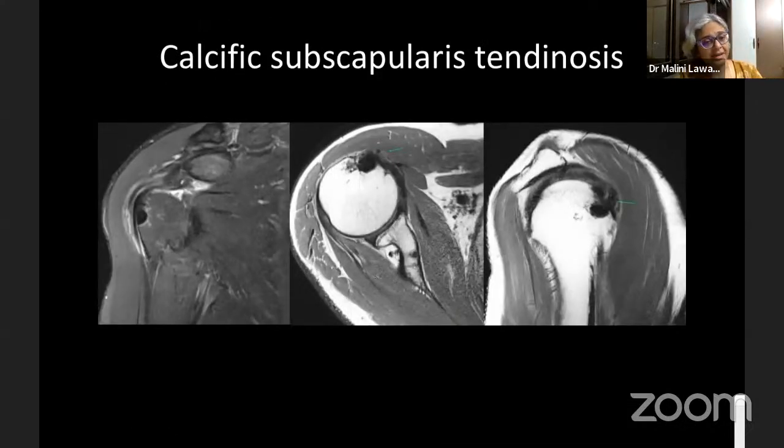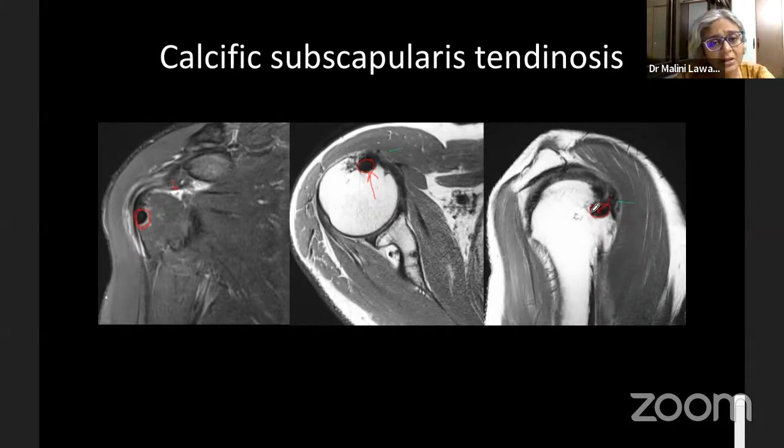When you have calcific tendinosis, it can cause hyperemia. There can be underlying bone softening and into which a cyst is formed and the calcification goes into that. Here in this patient, at the subscapularis enthesis, you can see this very dark area. It is not a cyst. It's not a degenerative cystic change because a cyst should be bright on the T2 sequence. Here it is dark on all the sequences. So this is subscapularis calcific tendinosis with the calcification entering into the underlying bone.